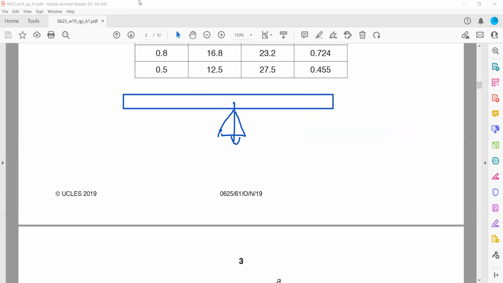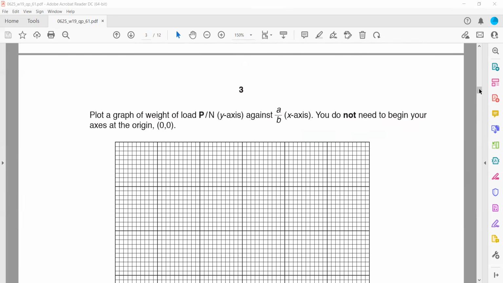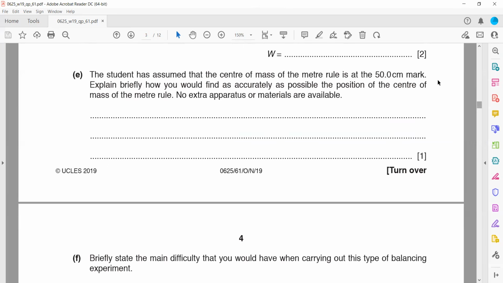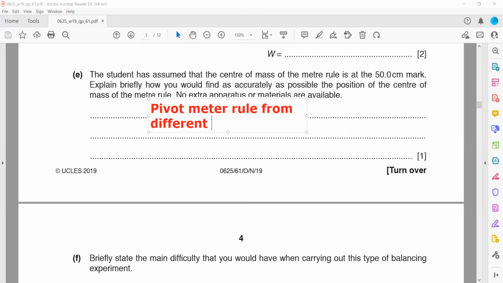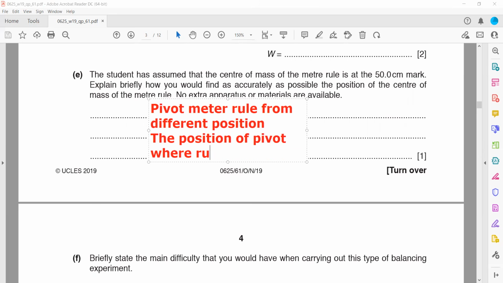So practically, how can we find the accurate position of the center of mass of a meter rule? We will repeat the pivoting of the meter rule from different positions. The position where it is balanced represents the center of mass of the meter rule.